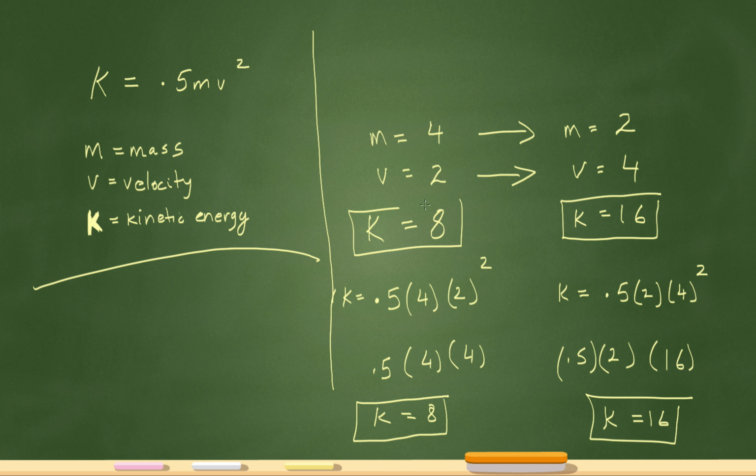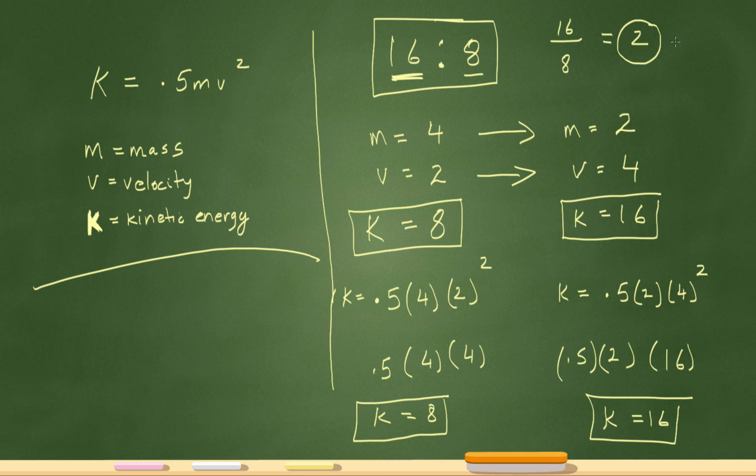So the final question now is saying, what is the ratio of the kinetic energy of the second object, which is 16, to the kinetic energy of the first one, so it'll be 16 to 8. So that'll be my final answer, 16 to 8, and a ratio can be expressed as a fraction, which is 16 divided by 8, meaning 2. 2 would be the final answer here.